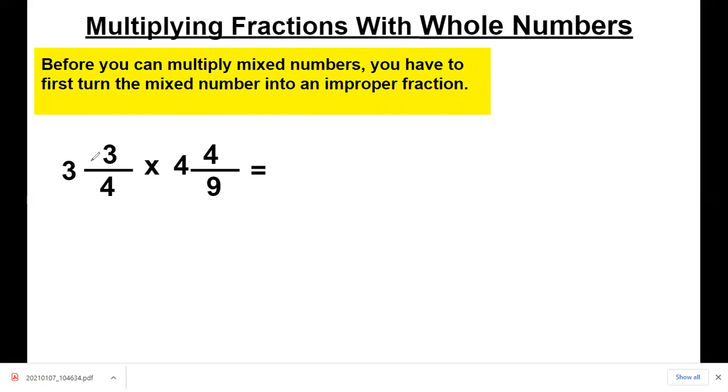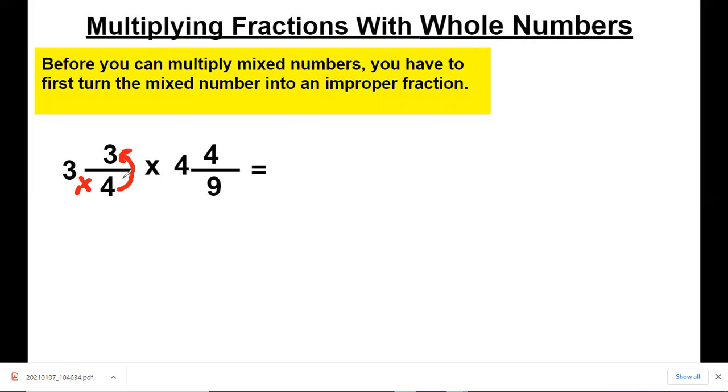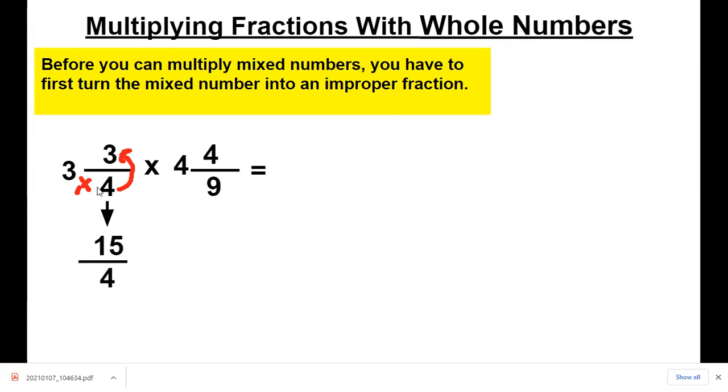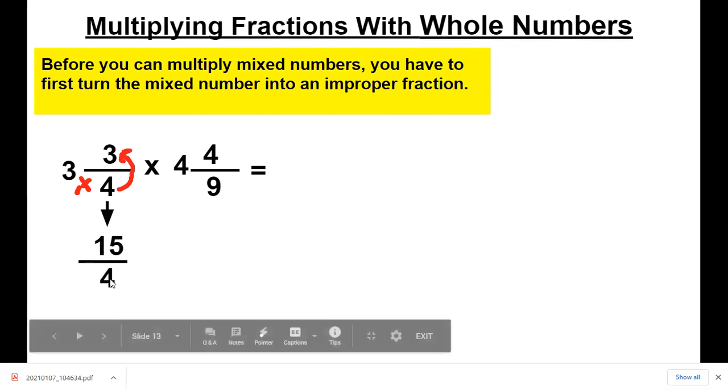So remember the song. Whole number times the bottom plus the top, clap, clap. So we're going to do 3 times 4, which is 12, right? And then we're going to add 3 more: 13, 14, 15, right? And the 4 is going to stay at 4 on the bottom. So that'll be 3 times 4 plus 3, 15, and then the 4 stays on the bottom.